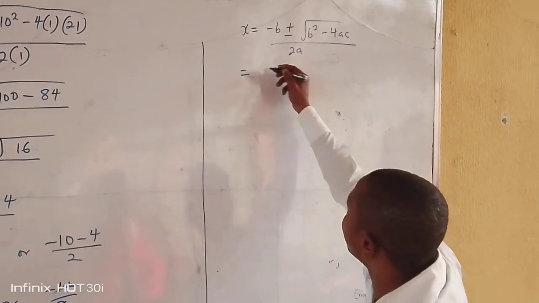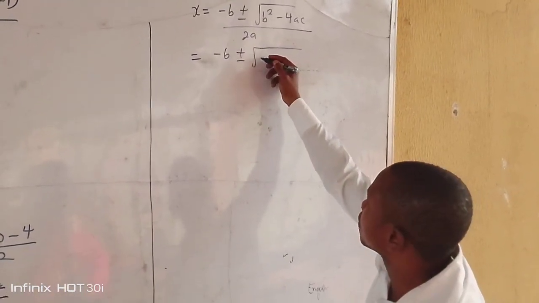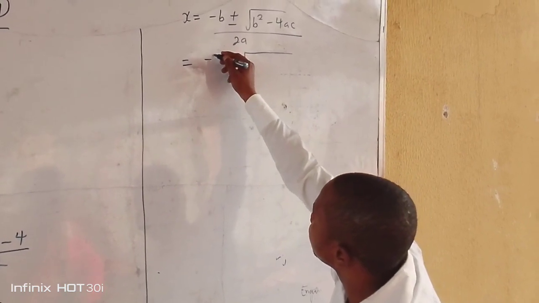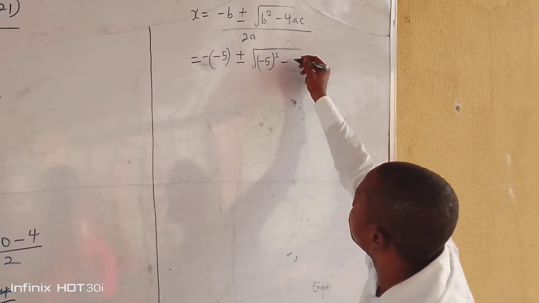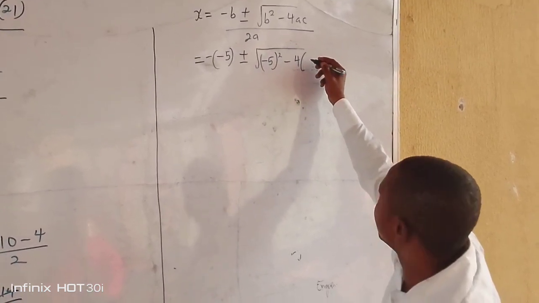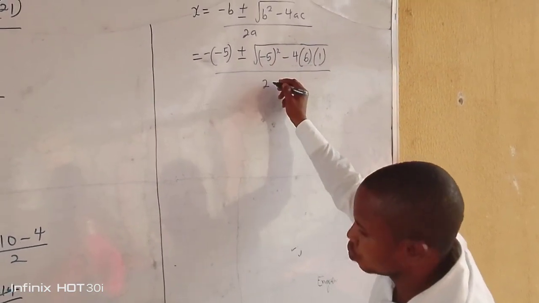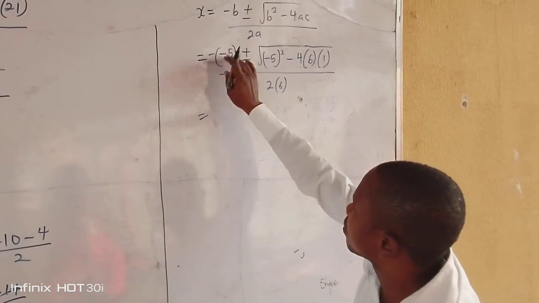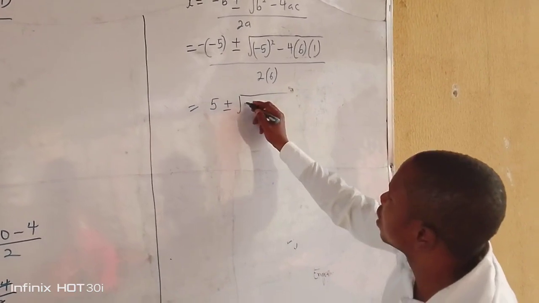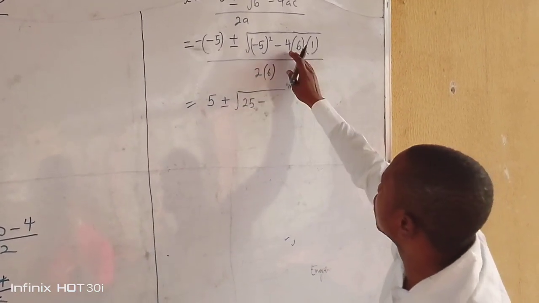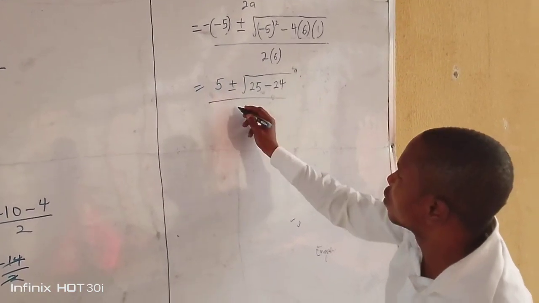So we end up having minus minus 5, because our b there is minus 5, plus or minus square root of minus 5 squared minus 4, our a is 6 and our c is 1, over 2 into 6. So we are going to have minus times minus here, which will be plus. Plus or minus square root of minus 5 squared will give us 25. Minus 4 times 6 times 1, that will give us 24. Over 2 times 6, we are going to have 12.